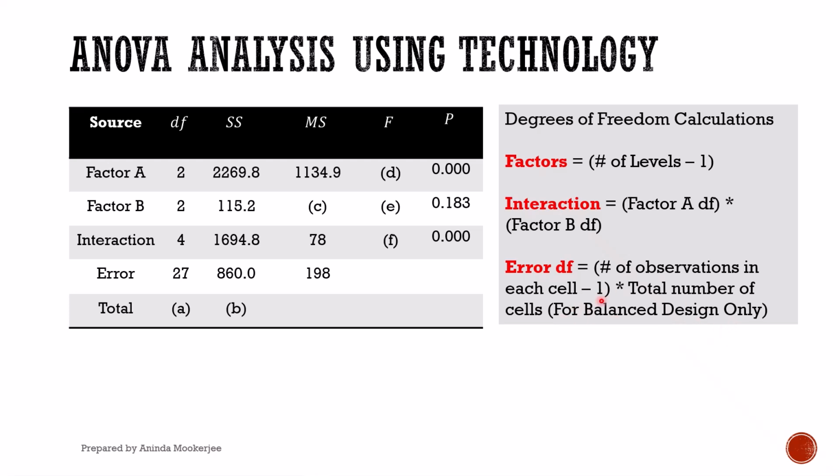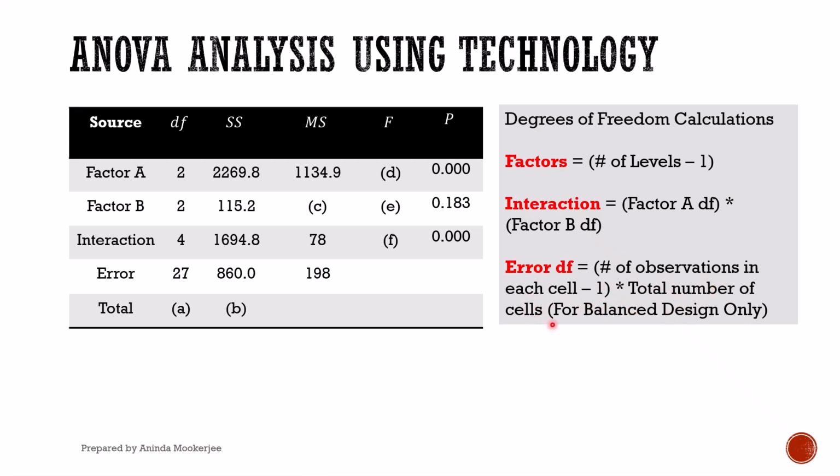What we mean by balanced design is the number of observations within each cell will be the same. There'll be an equal number of observations across all the cells. So only in that situation this formula would apply. All right, we will not discuss the formula for unbalanced design. For our purposes, let's just focus on balanced design. So it's number of observations in each cell minus 1 times total number of cells.